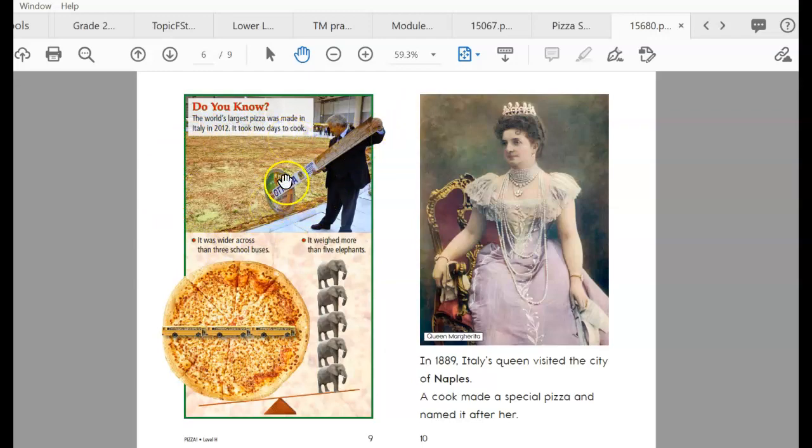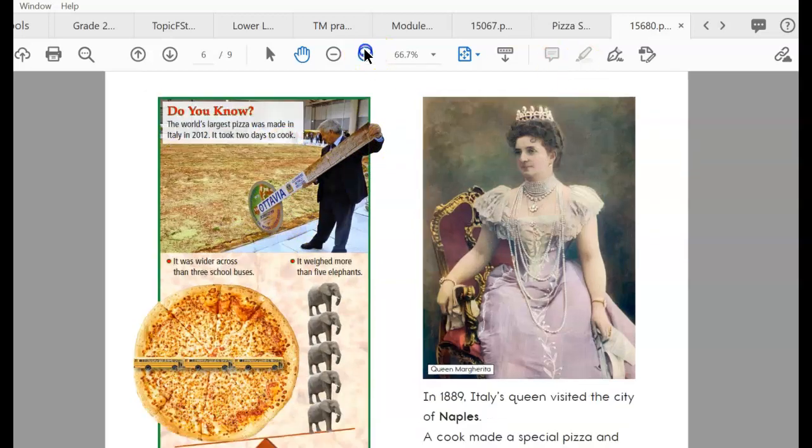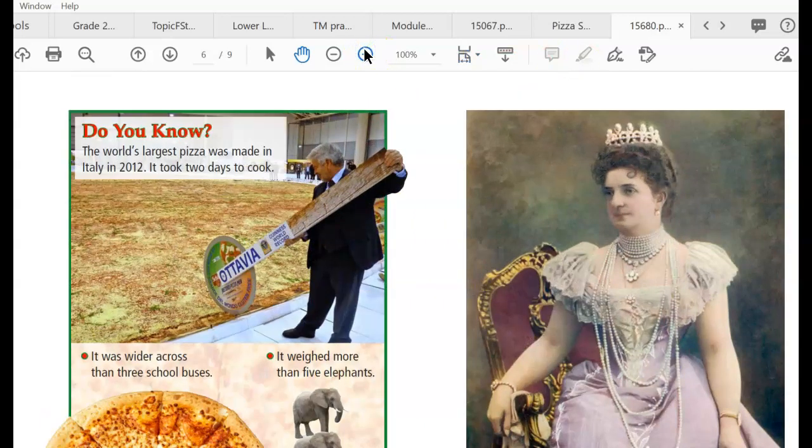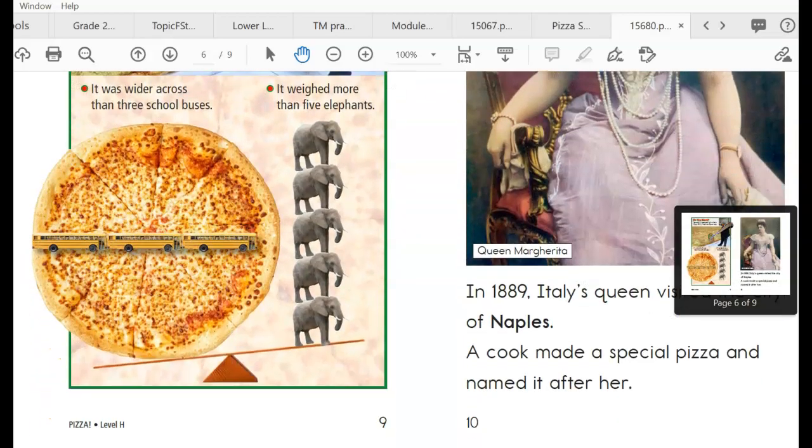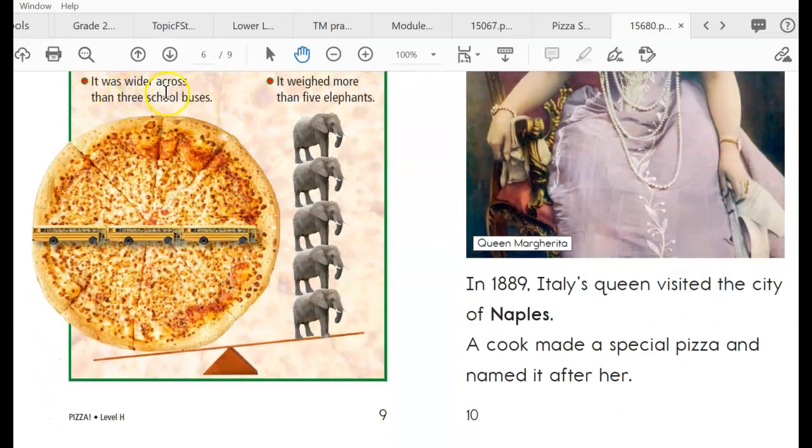So this man, it looks like he's getting ready to cut this massive pizza. It's so huge. I'm going to zoom in so that you can just see it. And if I look at this, it says he's doing this for the world record. So the world's largest pizza is right here. Now they're going to talk about this pizza, and it says it was wider across than 3 school buses. So if you picture 3 school buses in the bus loop next to each other, that's how long and wide this pizza was. It's huge. It also uses these elephant icons right here. It weighed more than 5 elephants.